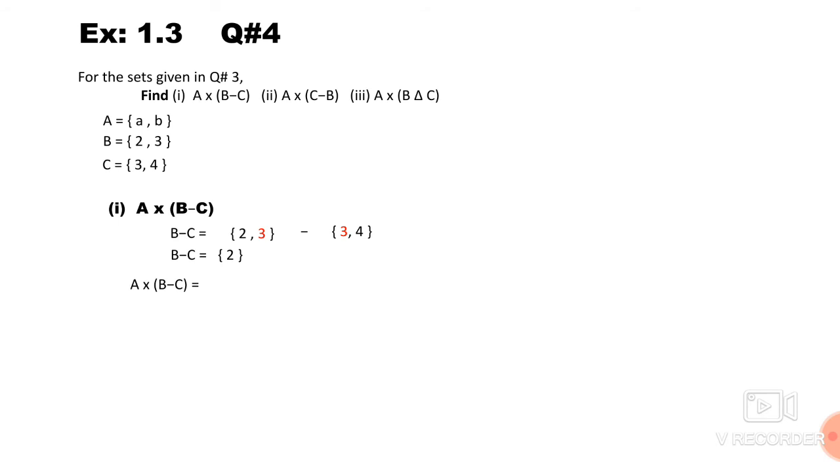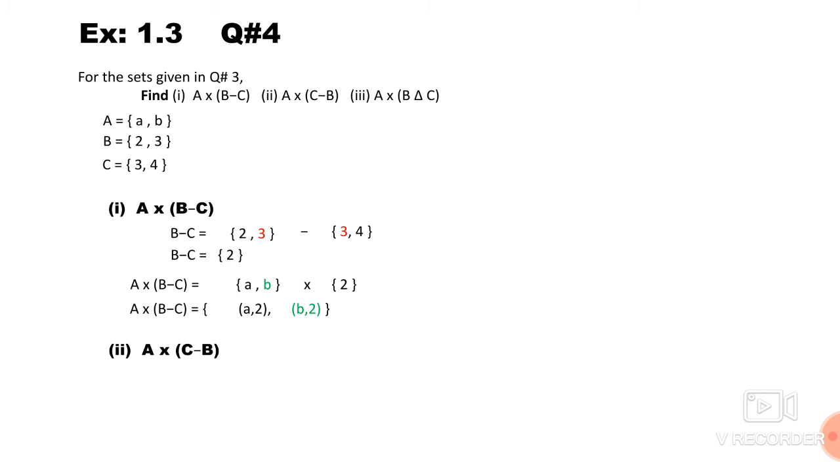Now find the Cartesian product. Set A, B, Cartesian product, B minus C is 2. Now making the ordered pairs, (A,2) and (B,2). That's it. We have two elements here, we have one element here, and 2 ones are 2. So we have got two ordered pairs. This is A Cartesian product B minus C. In the exact same way, you will solve part 2.